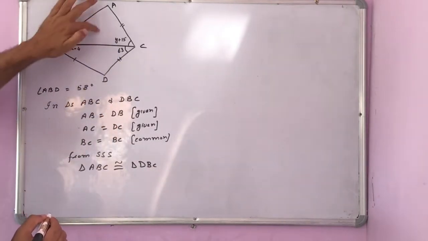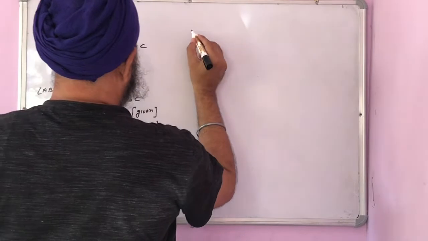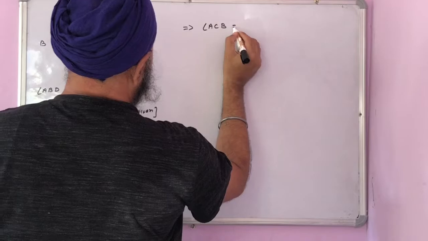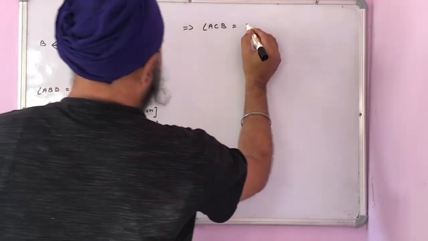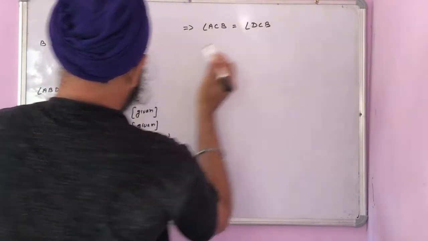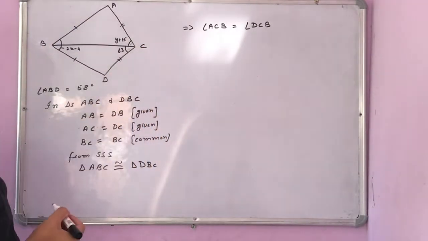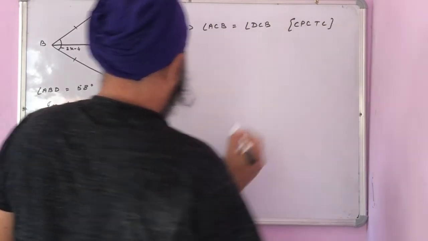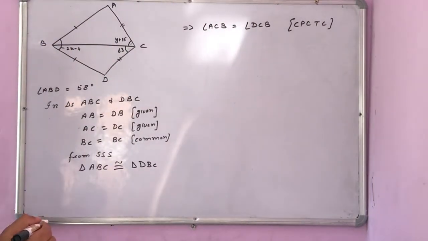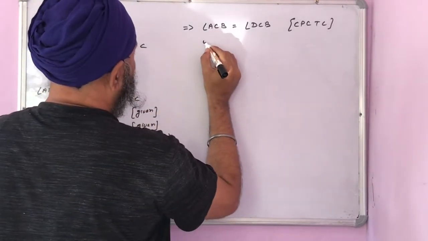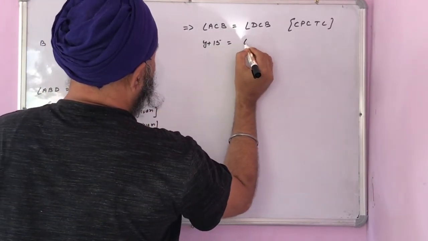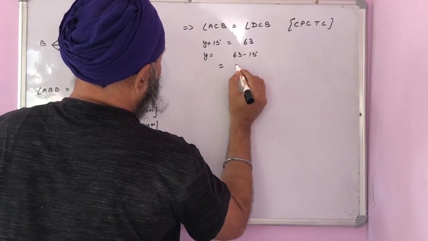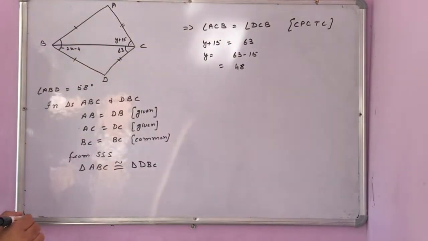These two triangles are congruent, so it implies that angle ACB is equal to angle DCB. These two angles will be equal from CPCTC, corresponding parts of congruent triangles are congruent. So it means y plus 15 is equal to 63. y is 63 minus 15, that is 48.